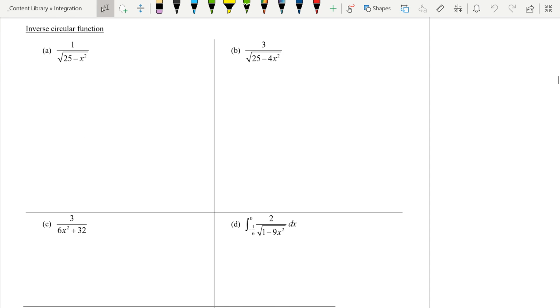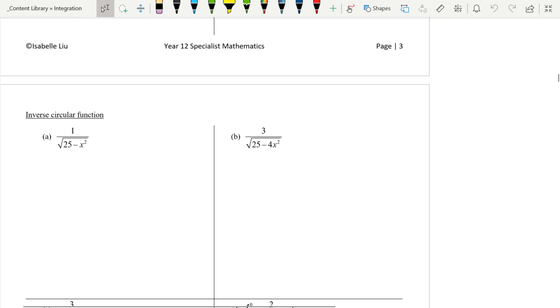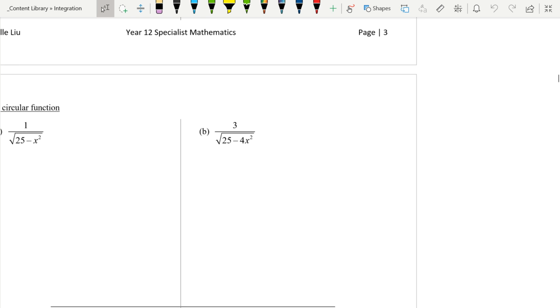So for inverse circular functions, all of these six questions are inverse circular functions. I'm not sure what method you use, how many formulas you remember, but think about when we learned differentiation in chapter 6. I asked you to just remember one formula. There are three, like sine inverse x, sine inverse x over a, and sine inverse gx, and I asked you to remember the most complex one.